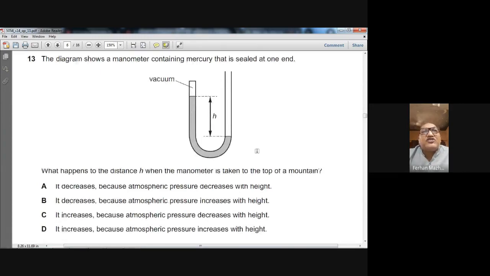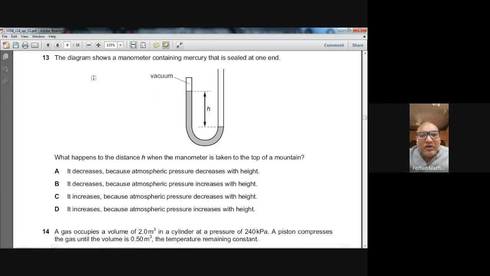The diagram shows a manometer containing mercury that is sealed at one end. What happens to the distance h when the manometer is taken to the top of a mountain? So you see, when you go to the top of a mountain, what will happen? The atmospheric pressure will decrease.